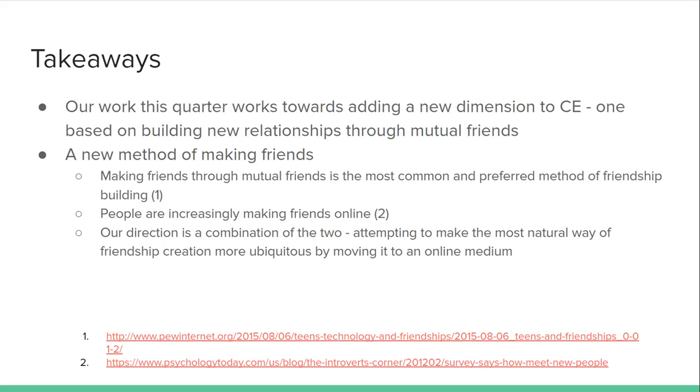So in terms of our takeaways, our work this quarter has been working towards adding a new dimension to CE, one based on building new experiences through mutual friends. And we essentially want to create a new method of making friends. According to a Psychology Today survey, making friends through mutual friends is the most common and preferred method of friendship building. And according to a Pew Research poll, people are increasingly making friends online, including younger teenagers. So our direction is what we see as a combination of these two. We're attempting to make the most natural way of friendship creation more ubiquitous by moving it to an online medium.